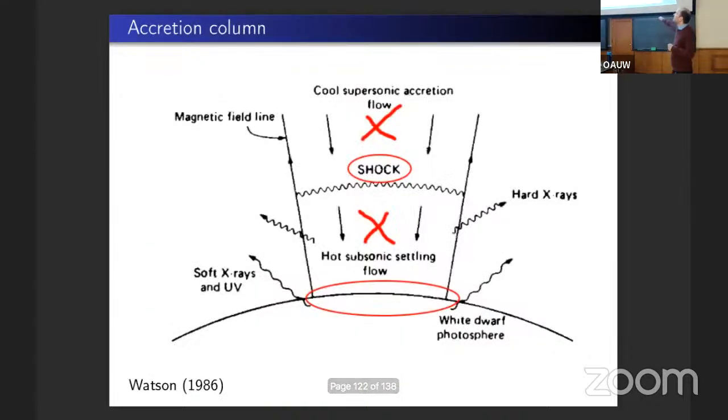And I don't also like the hot subsonic settling flow, even though it's a very stochastic region. We actually know that there are quasi-periodic oscillations happening there. So we know that this region produces variability that is quasi-periodic and on much faster time scales than I observed here. So this region, the hot subsonic settling flow, produces variability on a time scale of 10 seconds or even faster.